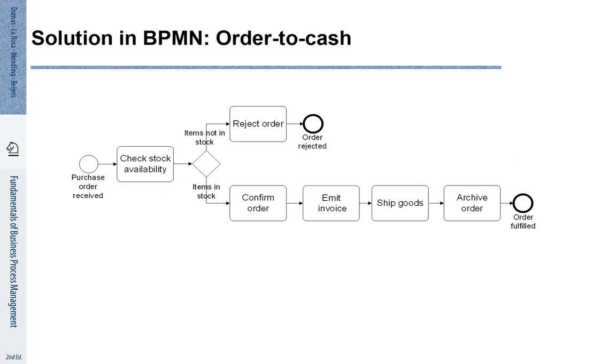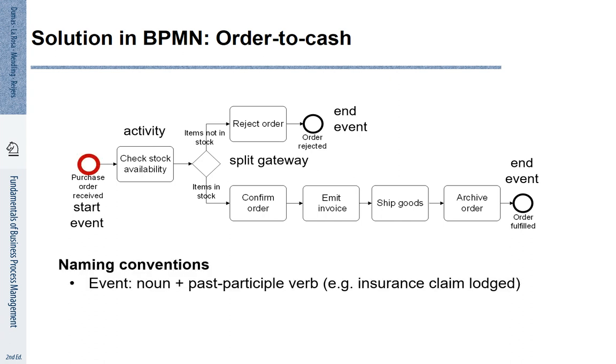Here you see the solution for modeling the order to cash process in BPMN. The different elements are shown by different symbols. On the left-hand side, we observe that the process starts with a purchase order. The purchase order being received is the start event of this process. It is shown as a circle. Also, naming conventions apply. Events are labeled by a noun and a past participle verb.